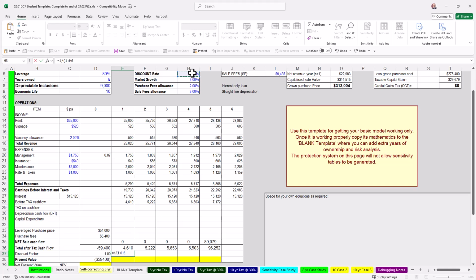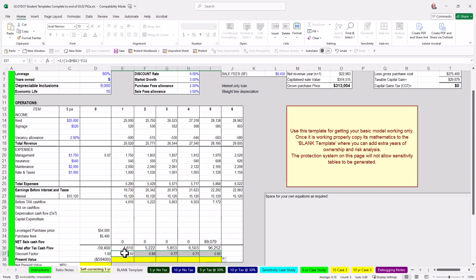We're going to eventually be copying that all over the place, so we will make the discount rate absolute, those brackets there, and we will raise that to the year number, in this case 1, so that gives us 0.92, and that's all good. We'll now fill that across.